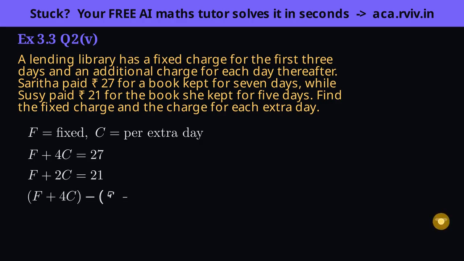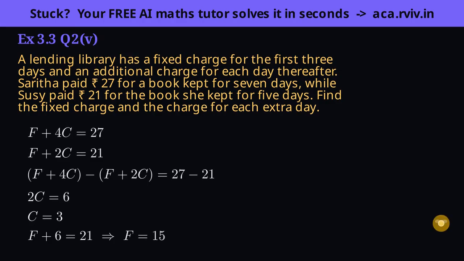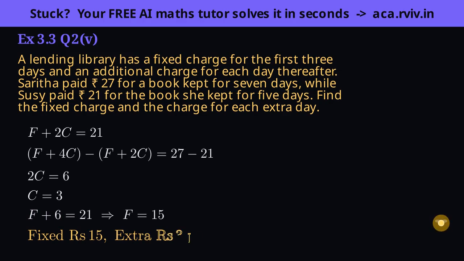Both have F, so subtracting removes it. Simplify. Solve for the per day charge. Back substitute for the fixed charge. Insight: the word thereafter is the trap. Subtract the first 3 days before counting extras.